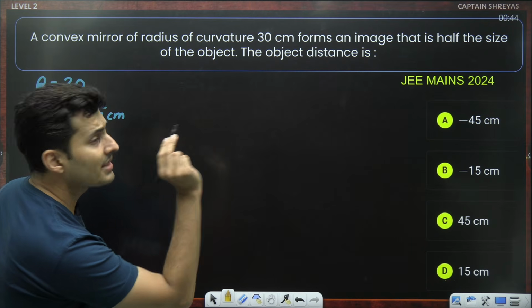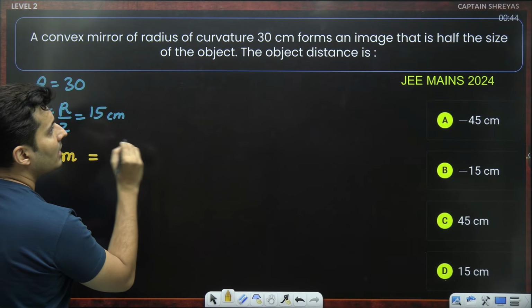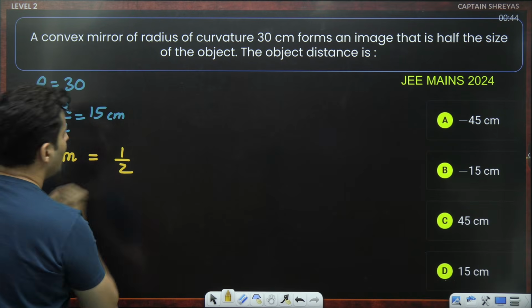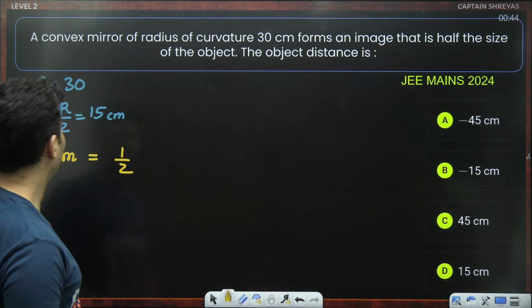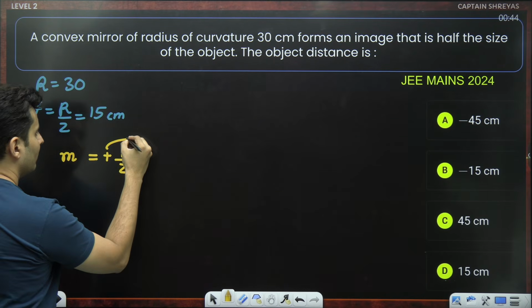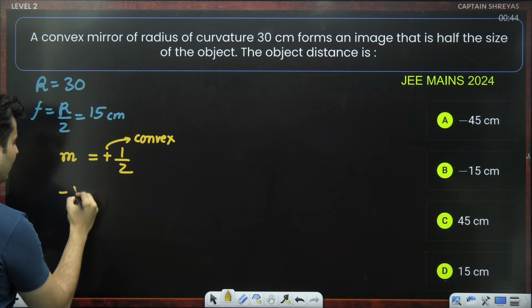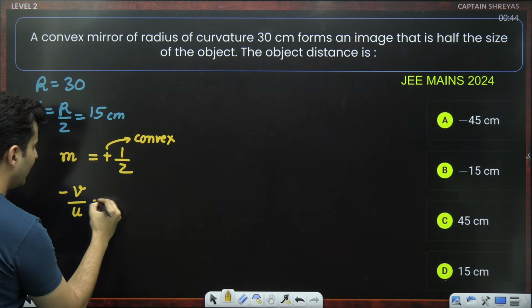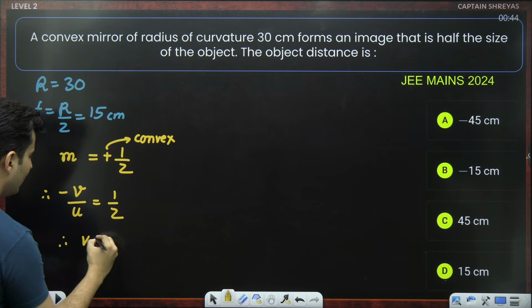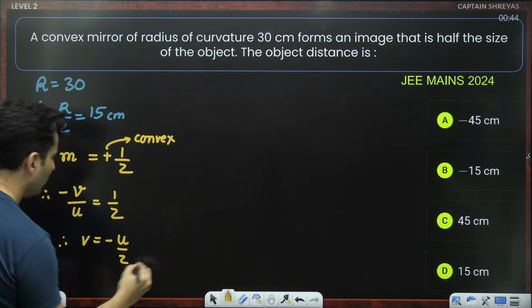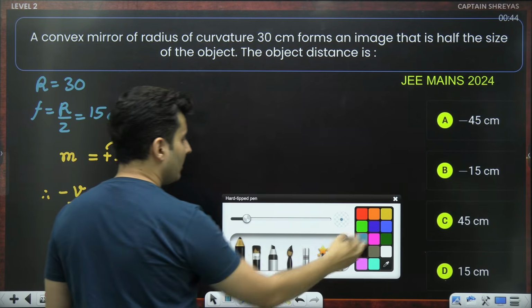Next is the image is half the size. That means the magnification is half, and since it is clearly mentioned it is a convex mirror, it must be positive. So this is positive half. The formula for magnification for a mirror is negative V by U. So that is half. Therefore, I can say V is negative U by 2. Perfect. Now let's go to the mirror formula.